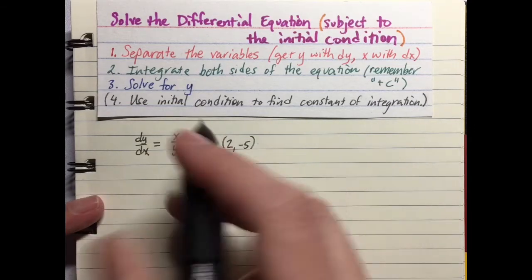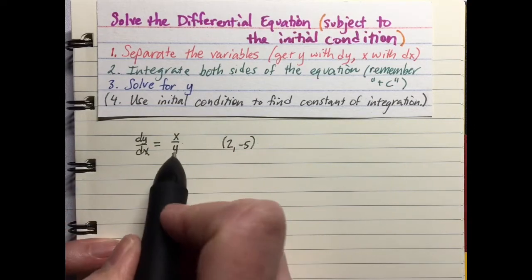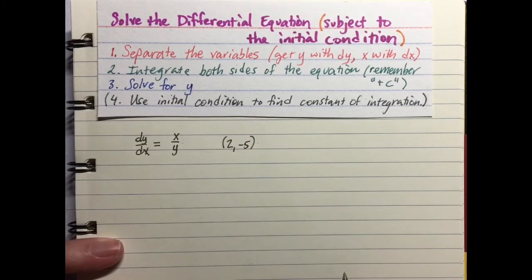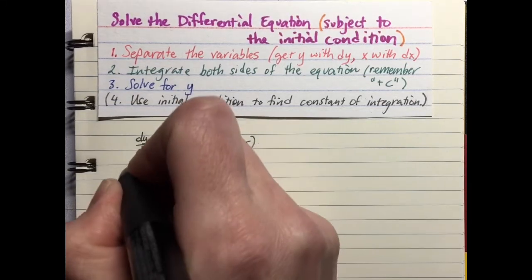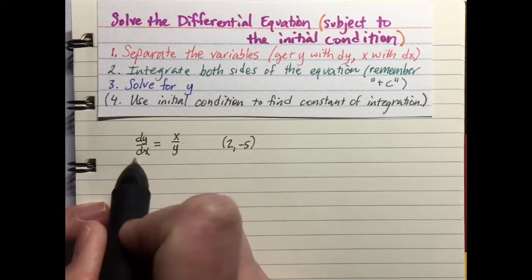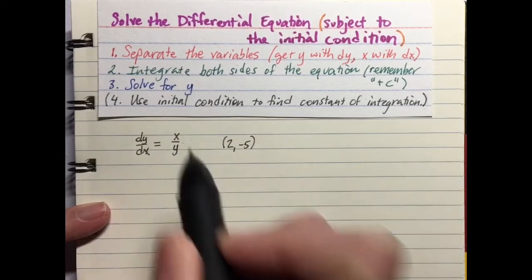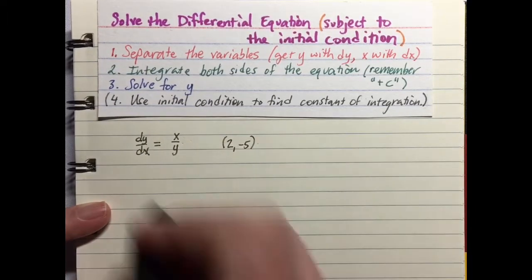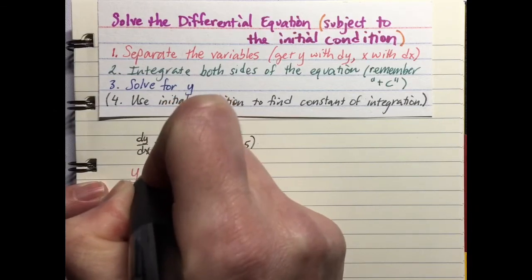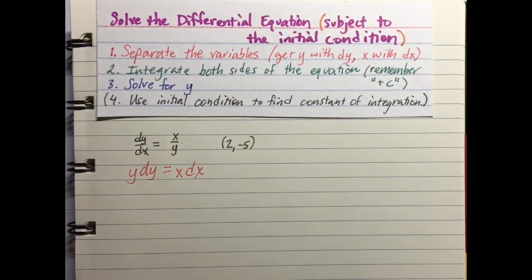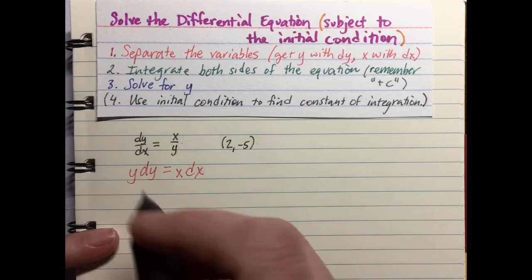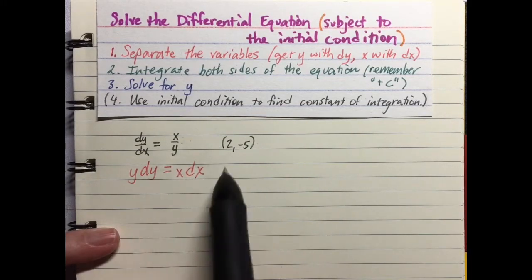So I'm going to separate my variables. To get the y to be with dy, I can multiply both sides of the equation by y. And then while I'm at it, I can multiply both sides by dx, because that will move the dx to hang out with the x. So we have y dy equals x dx. So there's step 1. In this case, it wasn't too bad. Later, the algebra can get kind of hairy. Okay, so that's step 1, separate the variables.